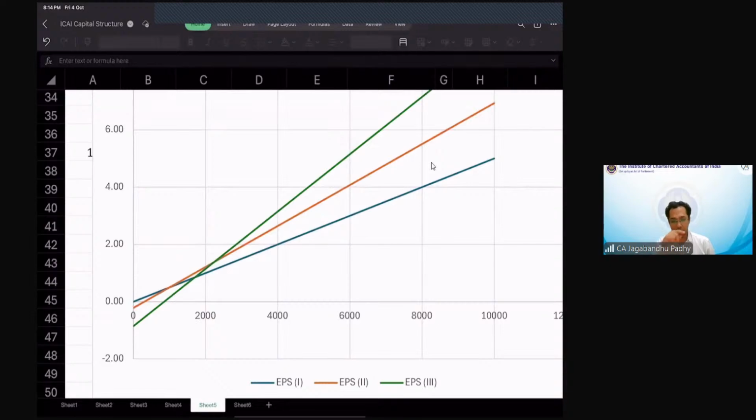So, if I ask you, out of these 3 lines, which line has a greater degree of slope? Which line has a greater slope? The green one, right? Because it's rising at a much faster pace. Plan 3 is going to be a better option only for higher EBITs. For mediocre EBITs, you may have this orange line for you. And for a very low level of EBIT, you will have the first plan, plan 1, right?